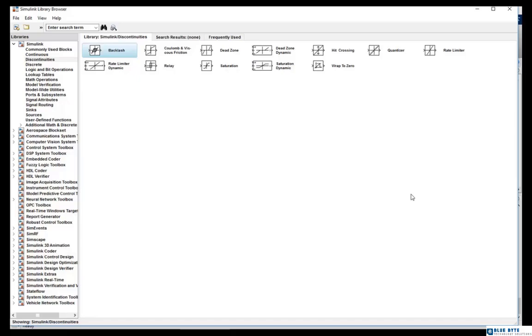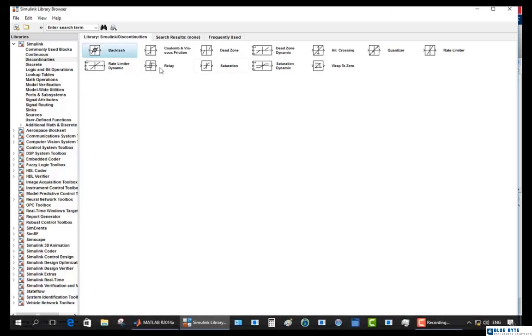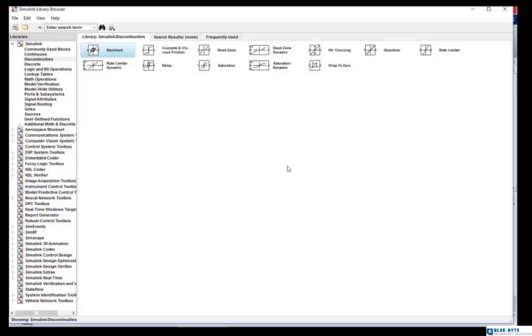Hello guys, in this episode I want to explain discontinuous blocks, which are a bit complex and a little difficult to work with. I try to start from the simplest block. Here I begin with saturation. I add it to my new model.